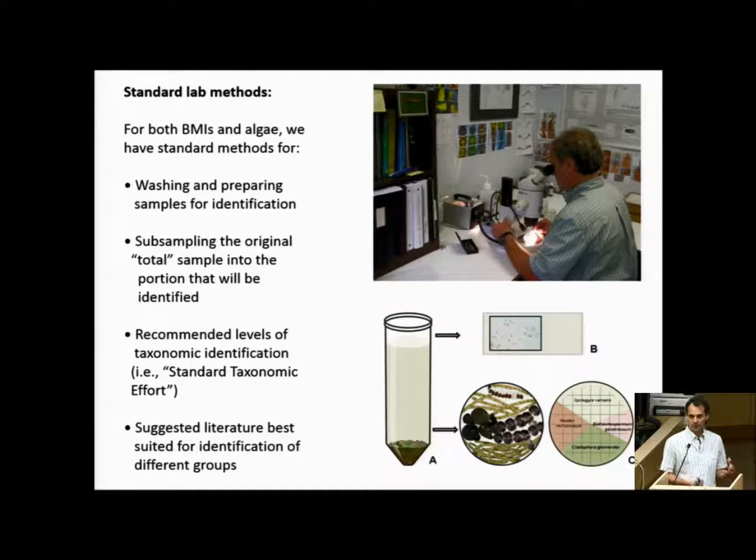So which taxa do you identify to species? Which ones do you leave at genus? We have suggested literature that's best suited for identification of different taxonomic groups. And again, the goal of all these standard methods is to ensure good data comparability among all the different stream types in California.